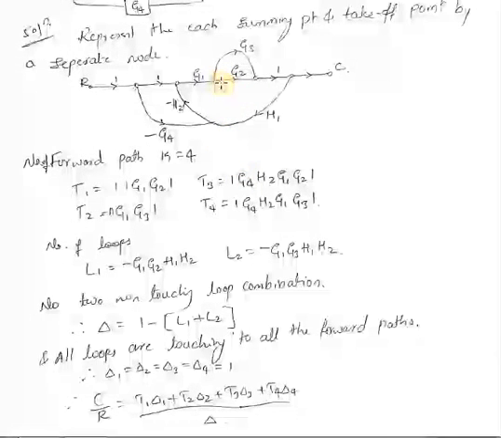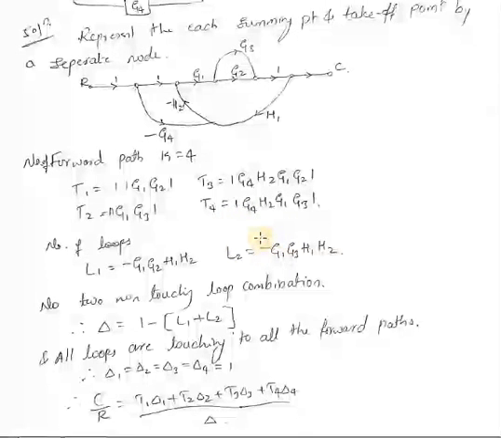If you take the number of feedback loops, the first loop is G1, G2, H1 and minus H2. The second loop is G1, G3, H1 and H2. So there are only 2 loops.